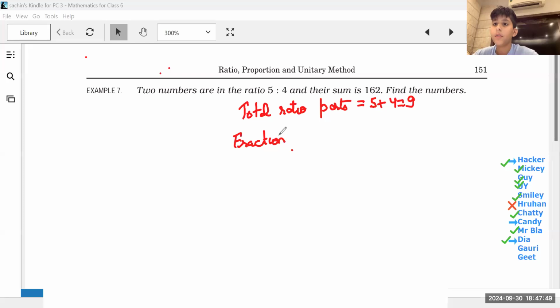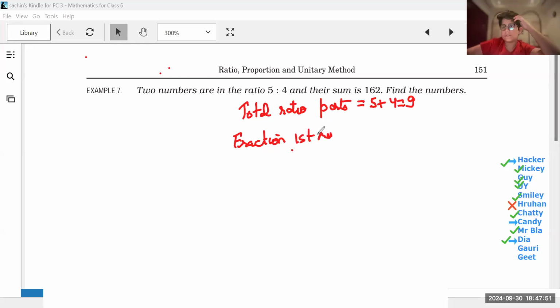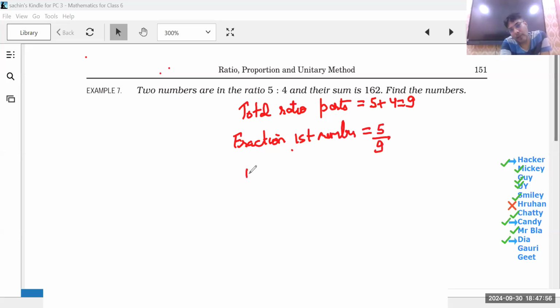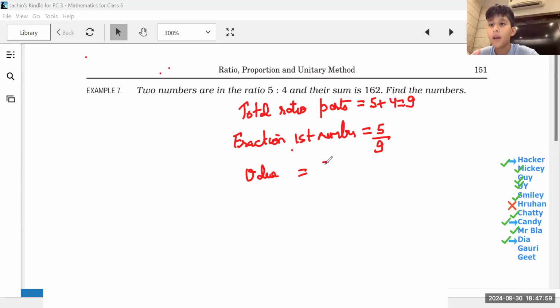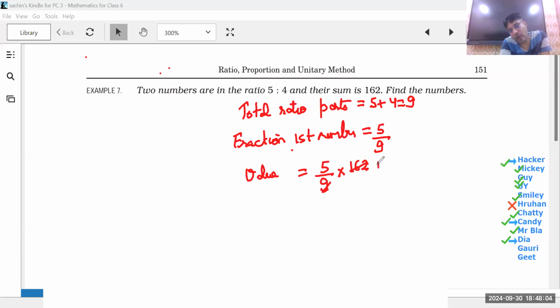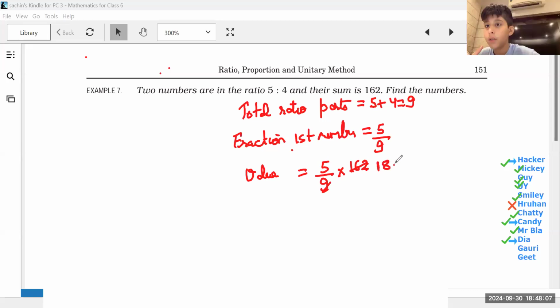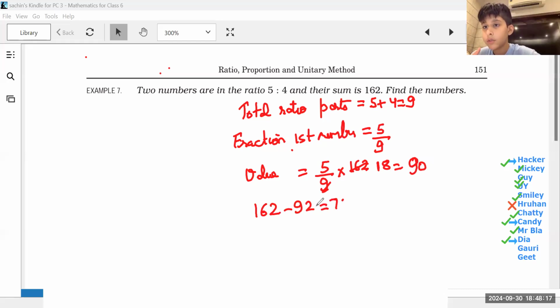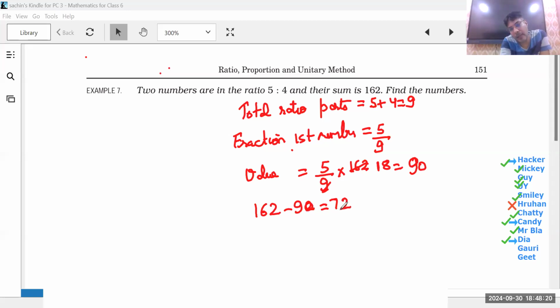9, sir. And what then is the fraction of first number? Fraction of first number is 5 by 9. Yes. What is the value of first number? 5 by 9 times 162. That is equal to 18, yeah, which will give you 90. If one number is 90, second will be 162 minus 90. So if your school tells you to show the second step, then you cannot subtract. I think they will allow this. So बस यही आंसर होगा 90 और 72.